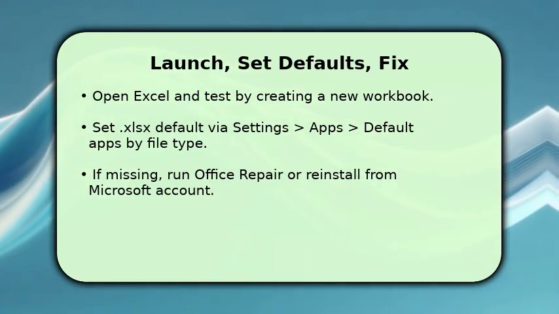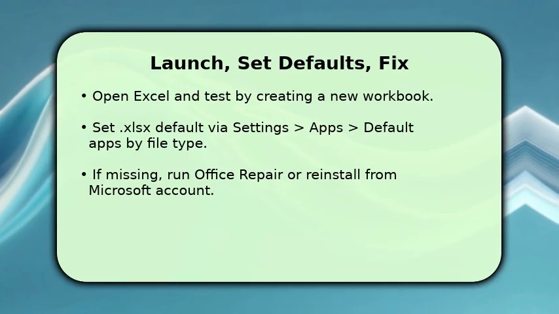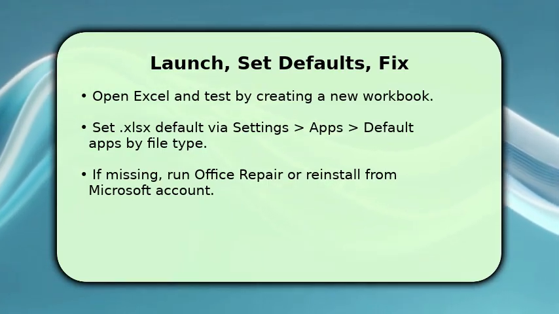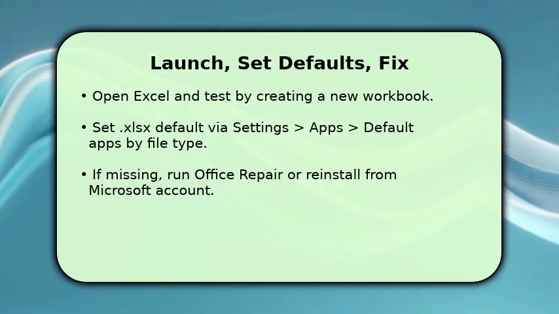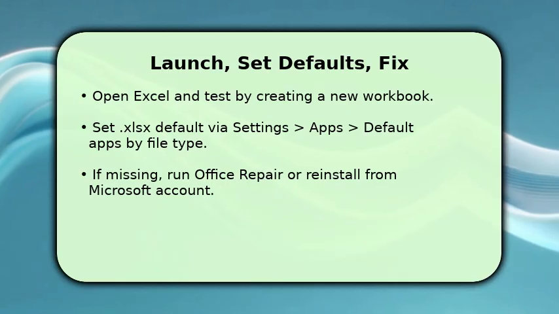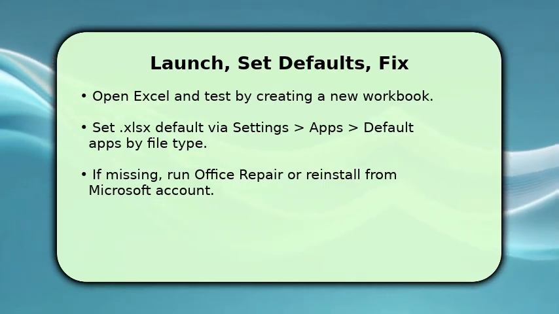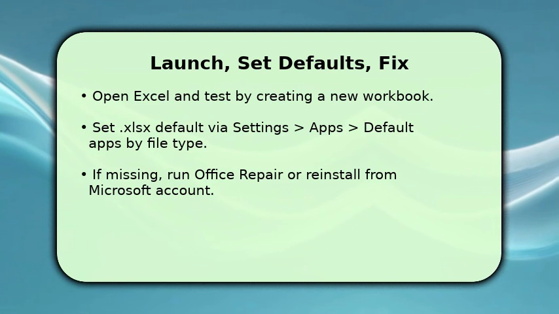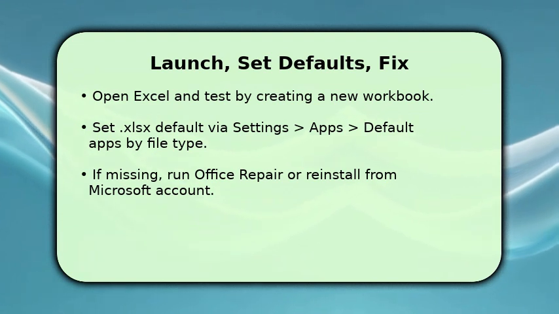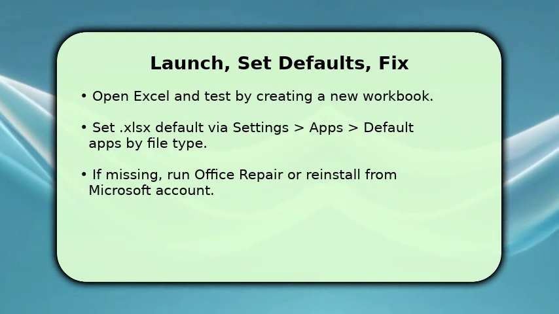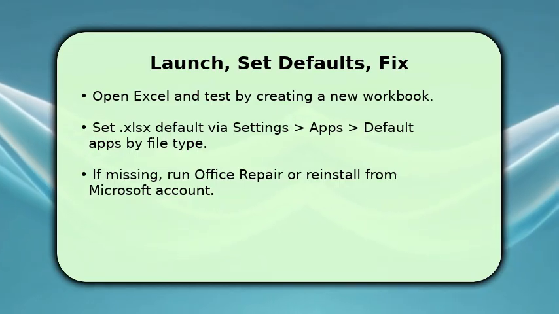Next, set XLSX as the default in Settings, Apps, Default Apps by file type, because it streamlines double-click behavior going forward. If Excel doesn't launch or is absent, run Programs and Features, Microsoft Office, Change, Quick Repair, and if that fails, use Online Repair or reinstall from your Microsoft account. This troubleshooting sequence resolves corrupted installs and missing shortcuts in most cases.